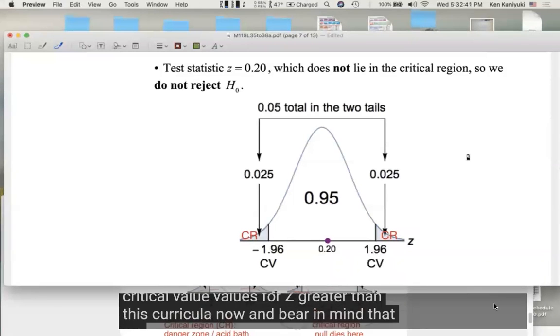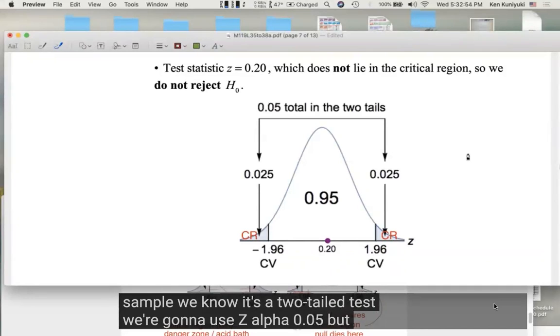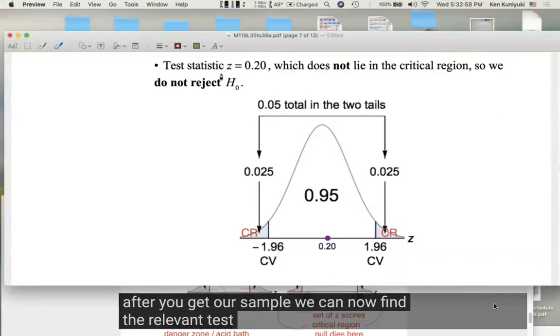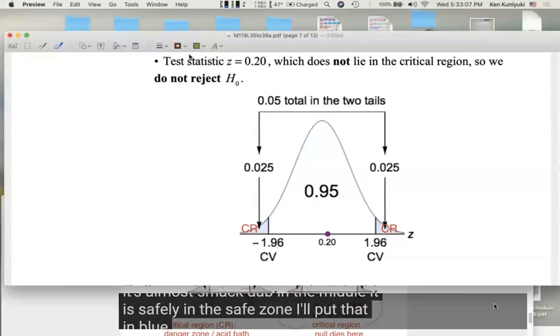Bear in mind that we were able to do this even before we got our sample. We know it's a two-tail test. We're going to use Z. Alpha is 0.05. But now, after we get our sample, we can find the relevant test statistic, the relevant Z-score is 0.20. Where's that? It's almost smack dab in the middle. It is safely in the safe zone. I'll put that in blue.